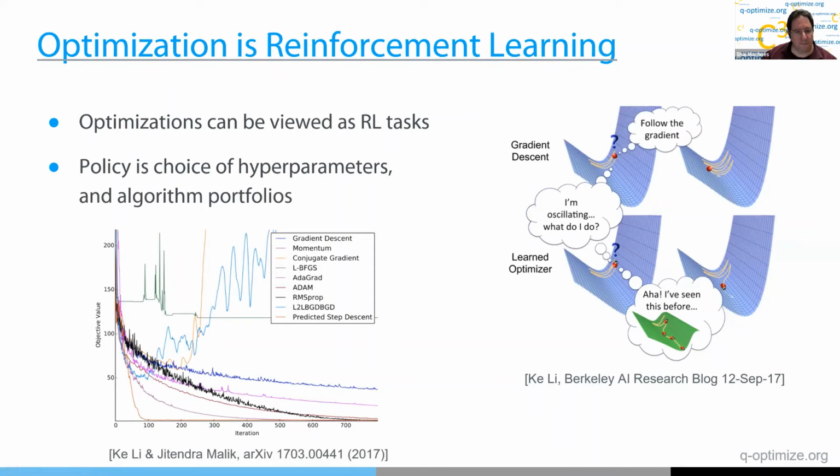Anyway, so the policy in this case, in the context of reinforcement learning, would be something like the hyperparameters. If you have a portfolio optimization, meaning you're using several algorithms, and sorry about that, and you're switching between them, then this also is part of the policy, and this can be used, and it should be a lot of fun.